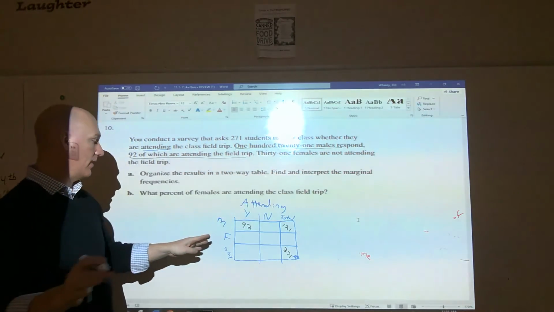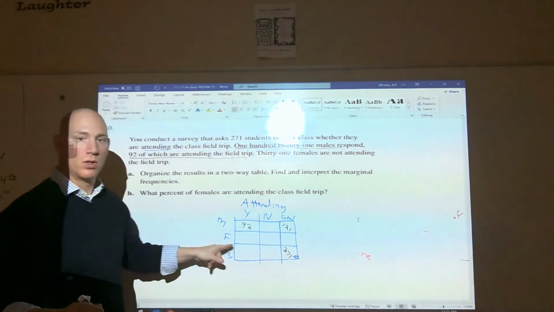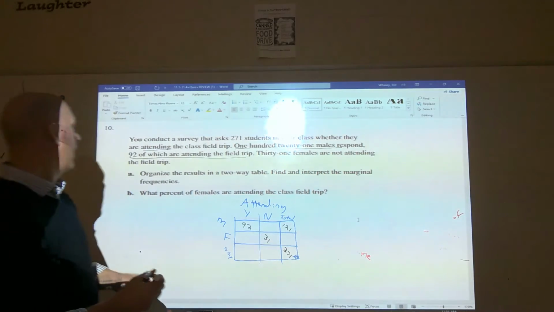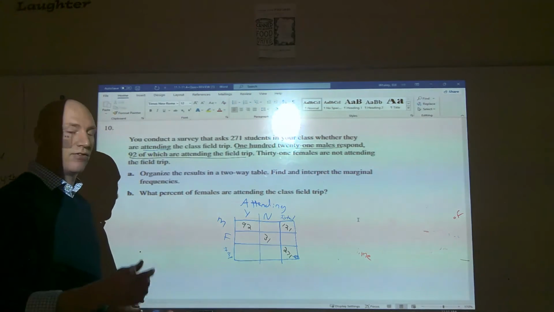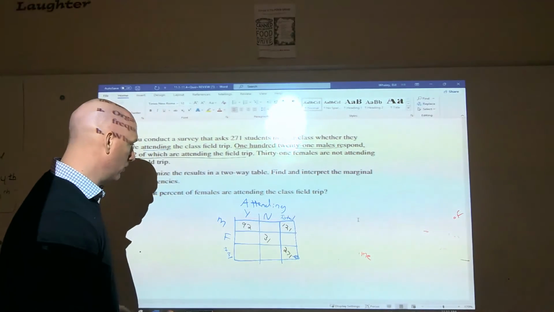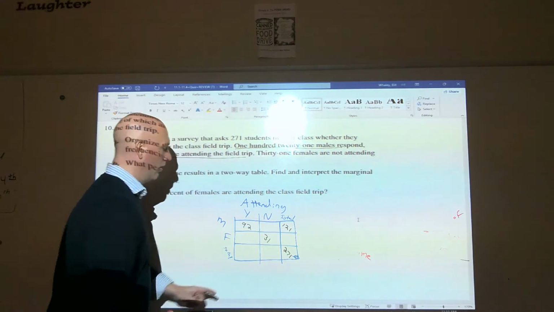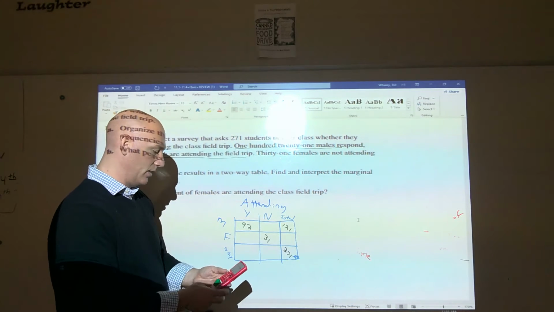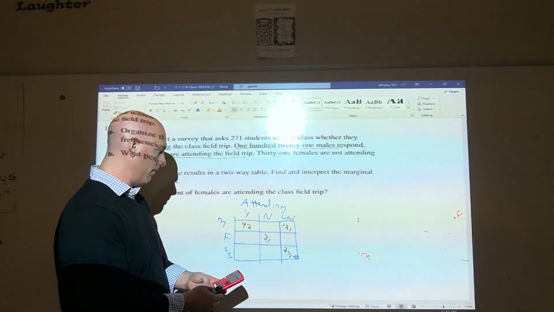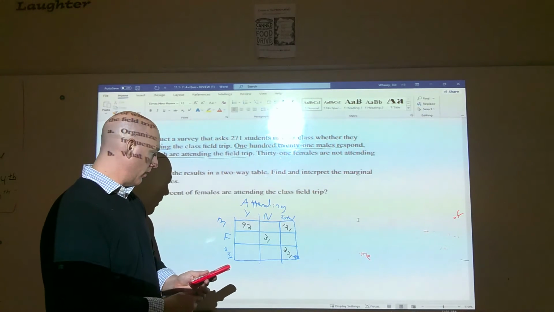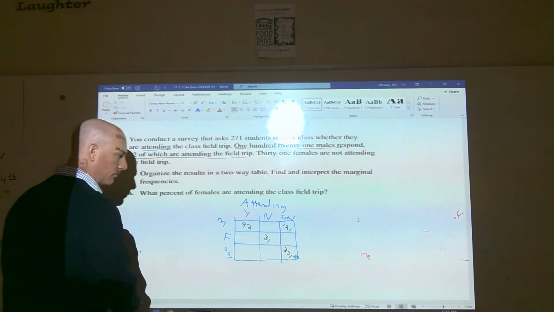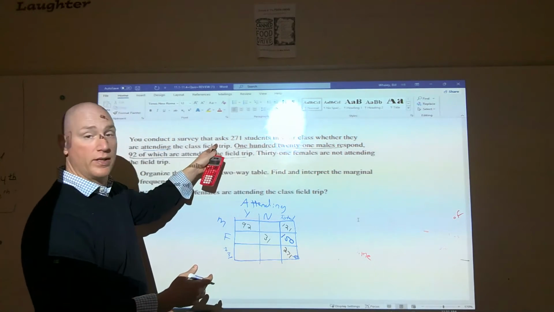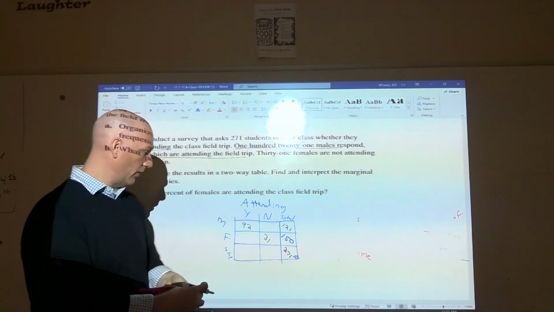31 females are not attending. So in the female group, we know the number of females not attending is 31. After that, you can figure everything else out. If you know 2, you know 3. So if I know there's 121 total males and 271 total people that were asked, simply take 271 minus 121, and you're at 150. I'm doing that in blue. The stuff in black we got from the story problem. The stuff in blue we had to figure out.